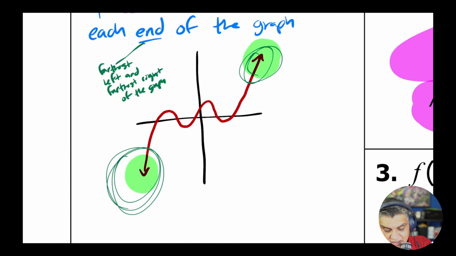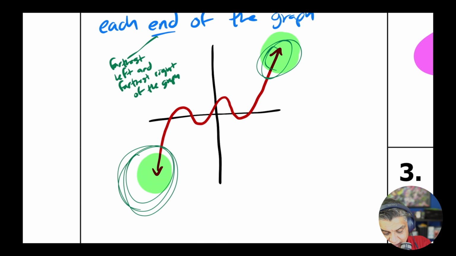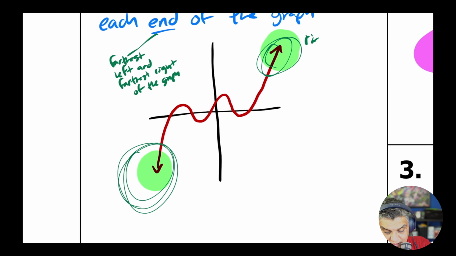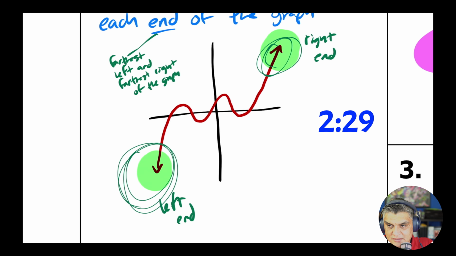Can anyone in the chat describe what's happening on, we'll call this the right end. This is the right end, and this is the left end. In words, I'm going to give you a couple minutes, tell me what's happening with the right end and the left end. Just give me a description. And if you're wrong, guess what? It's okay. Just tell me a description of what's happening on the left side and what's happening on the right side. I'll give you a couple minutes to do that.